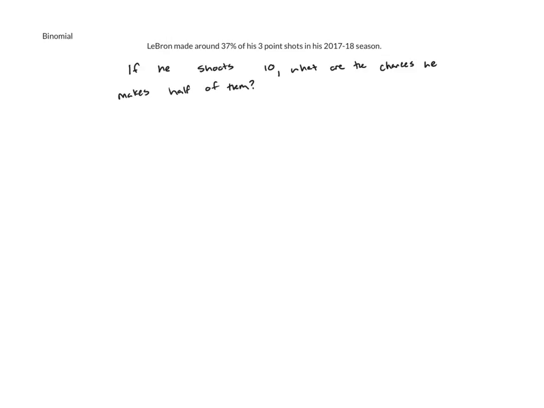So for our first step here, we'll go ahead and list our information. We'll list X, N, and P. Now we want to keep track of the chances he actually makes half of them. And so P is going to be the probability that he makes the three-pointer. That's 0.37. Next thing we need to do is fill in N. This is the total number he's shooting, which is 10. And then X will be how many of those 10 we're trying to count on him making, and that's half. So half of 10 will be 5.